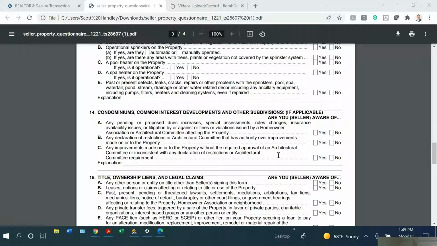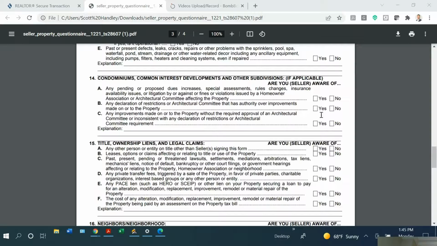Okay, so if it's not in a condo, these will just be a straight no. Sometimes you even put NA over the writing here if it doesn't pertain. So you'll go ahead and go through these to see if it's in a condo, and you'll answer yes or no on these questions here.